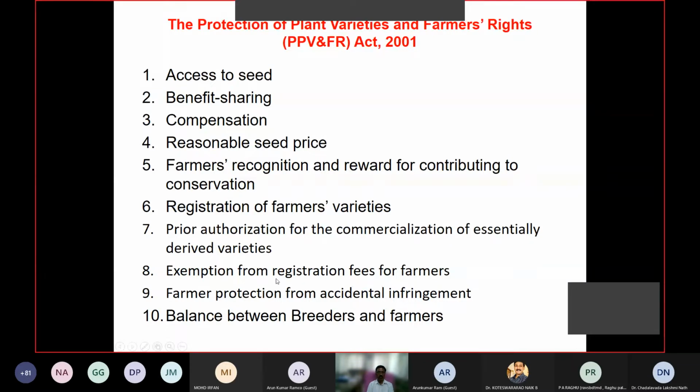Farmers are protected from accidental infringement, because many farmers are semi-literate or illiterate. They don't know all this intellectual property and UPOV convention, Monsanto company having the rights, licensing, royalties and payment. Poor guys, they don't know. So by mistake, unknowingly, they are using their products in other agricultural purposes, that is not infringement.